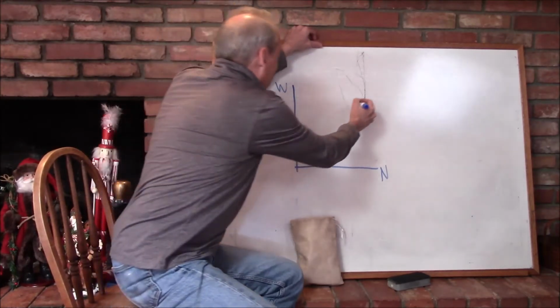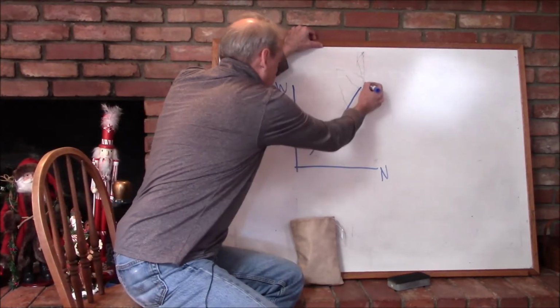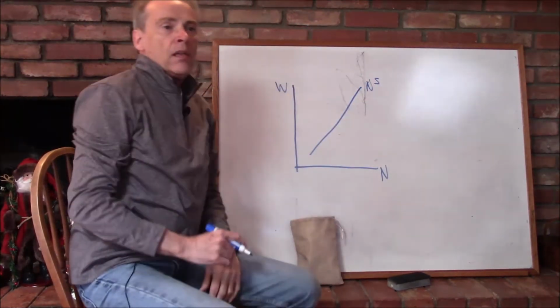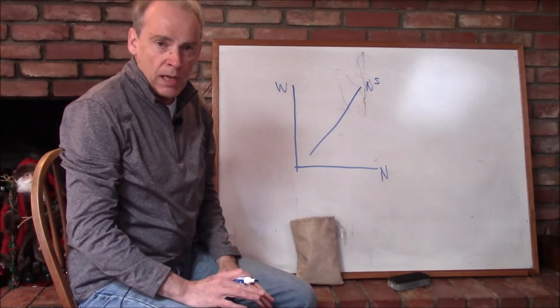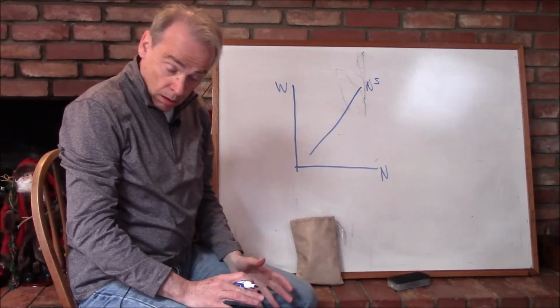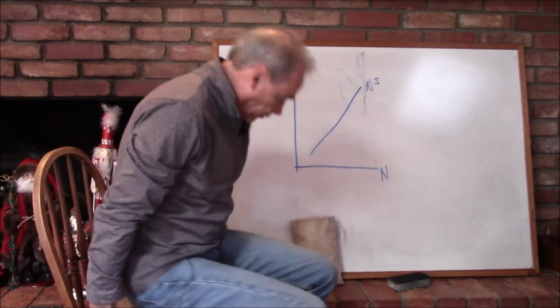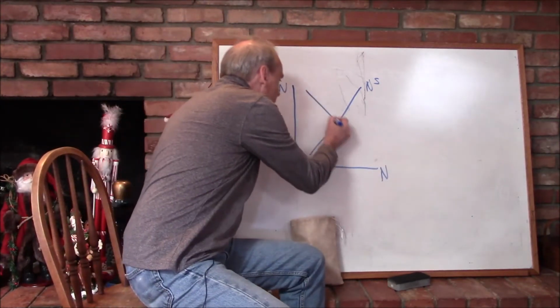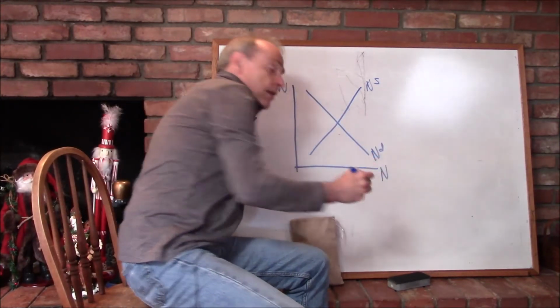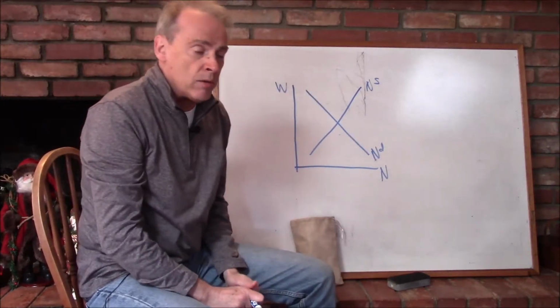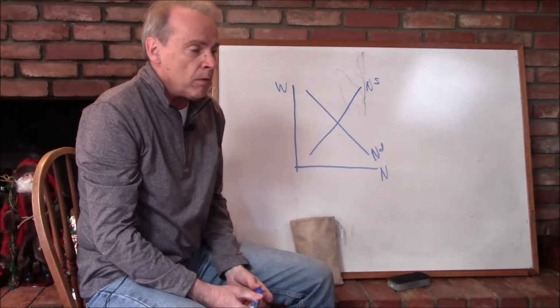Here is the supply of labor. The idea being that, everything else being equal, the higher the wage rate, the larger the number of people who are willing to work. And here is the demand for labor. There, the idea being that the higher the wage rate, the fewer people firms can afford to hire.